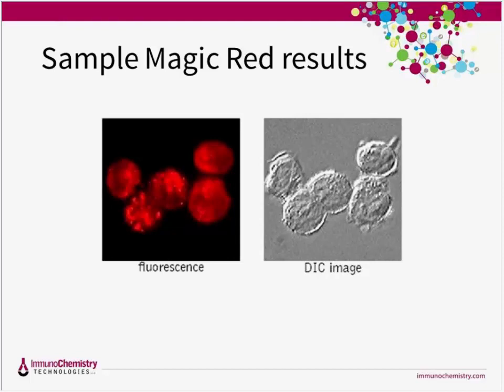In this next example, we see THP1 cells. They're fluorescing red after staining with our Magic Red cathepsin B assay. And here we see the red fluorophore concentrated inside the lysosomes.